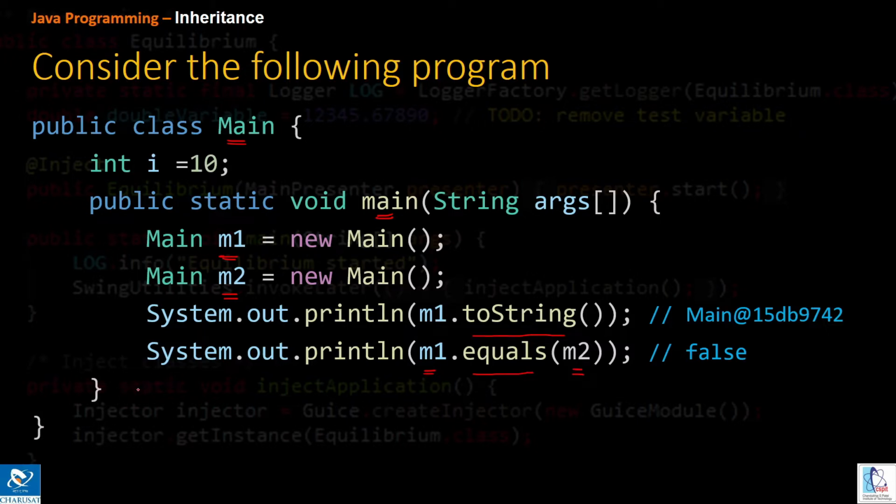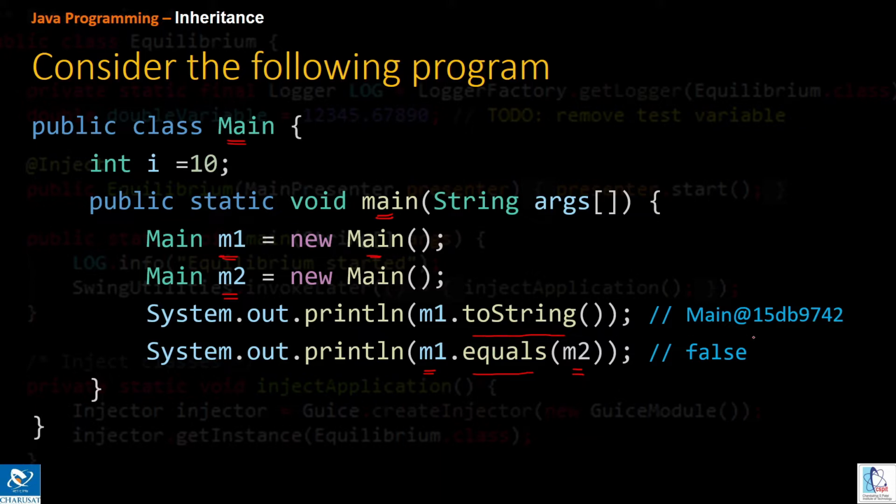Now we should understand that even though this Main class does not have a toString method or equals method, how or why is it possible that we can call them? When you run this program, it is going to run successfully.